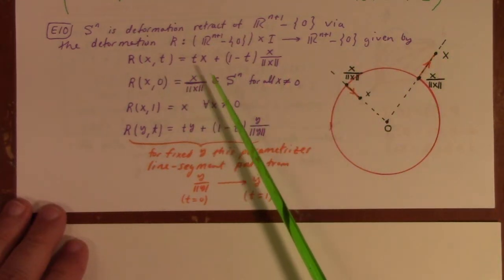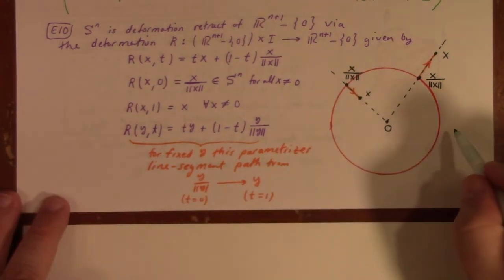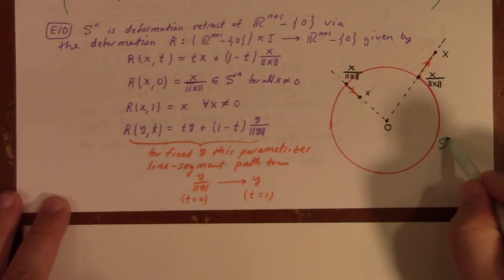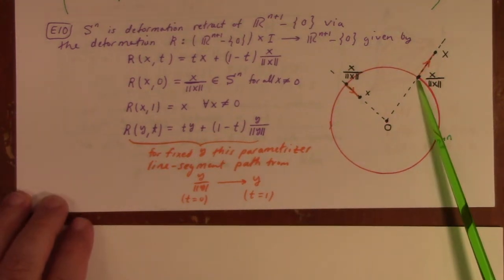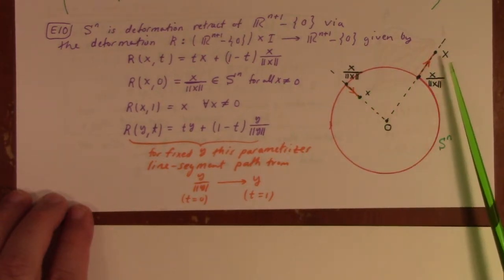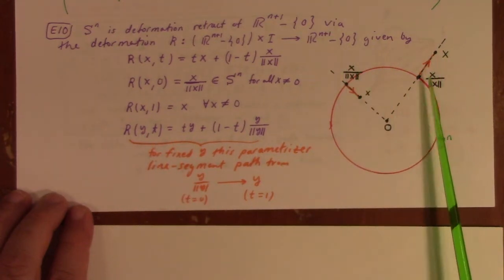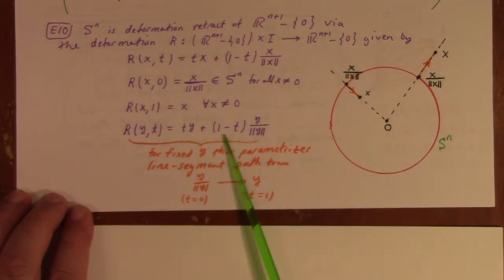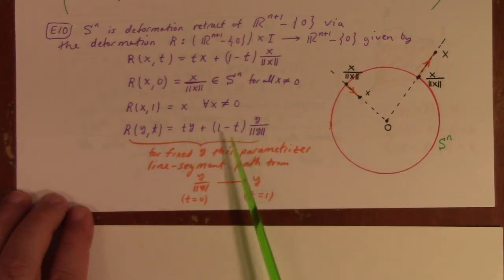What's going on here is that, for fixed y, this parameterizes the line segment from the point on the red circle, which is supposed to be my heuristic for Sn. On the n-sphere, you take this point and then either you go out here to x or you go in here to x, depending on whether you're mapping to y. Maybe this should be y over norm y to make direct correspondence with this formula, but just think about switching this to x and that to x and that to x.